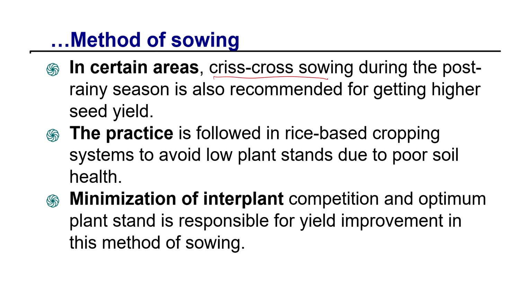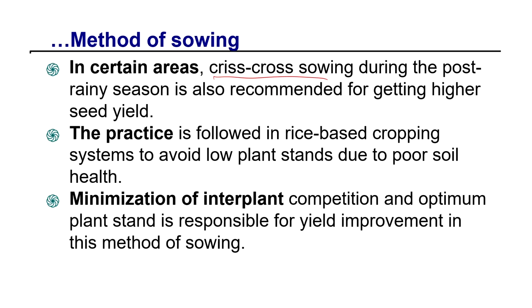So, crisscross sowing means the total seed can be divided into two equal halves, and one way you can do sowing say from north to south, second time you can also do sowing from south to north. Of course, this is a bit tedious, not in much practice. However, the practice is followed in rice-based cropping systems to avoid low plant stands due to poor soil health, but it has got some merit also under certain conditions. Minimization of interplant competition and optimum plant stand is responsible for yield improvement in this method of sowing. So, you can see competition is minimized and plant stand is also optimized.